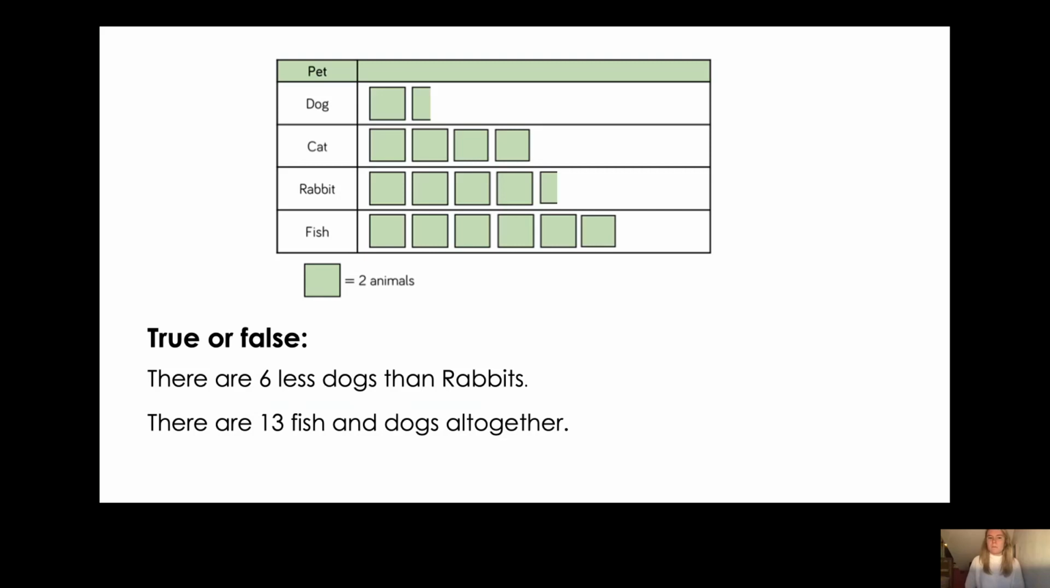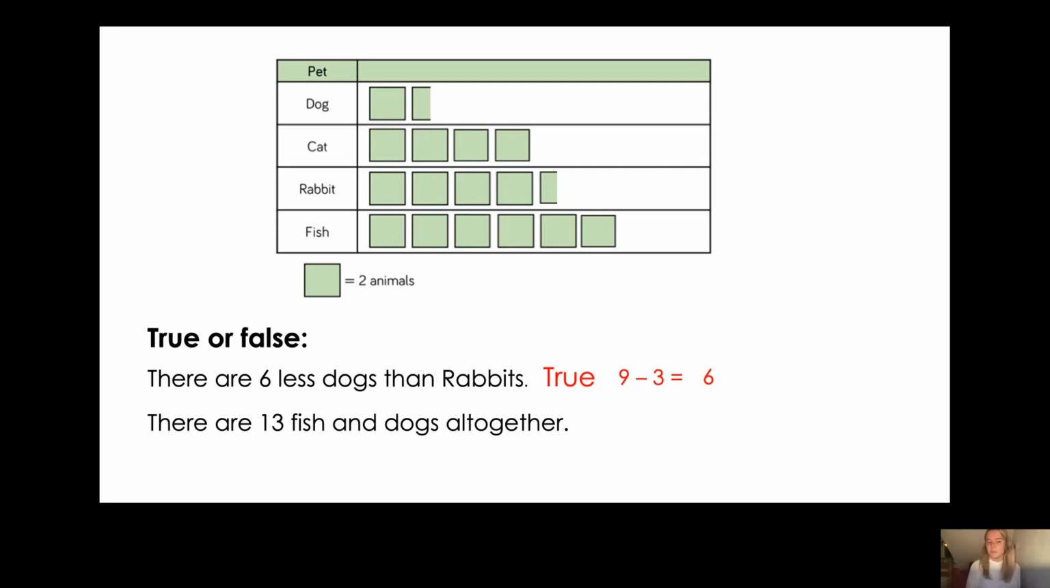Now, how many rabbits do we have? Well, we have 2, 4, 6, 8. I'm counting up in twos because we've got full squares. So 2, 4, 6, 8, and then 1 half square, which is 9. So we are trying to find the difference here. So we need to do a subtraction number sentence. So we need to do 9 subtract 3 because there are 9 rabbits and there are 3 dogs. What's 9 subtract 3? Yes, it's 6, isn't it? So therefore, is that true or false? There are 6 less dogs than rabbits. Well, that's true, isn't it?